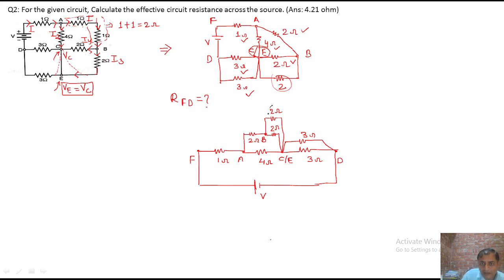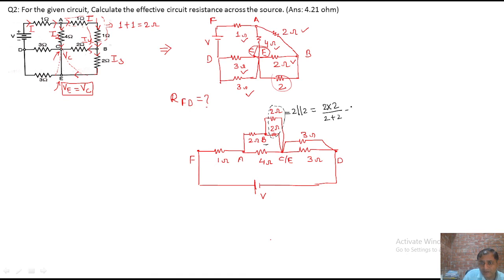These two ohm, one side of both resistance is connected with the point of D, other side is connected with the point of C and E. Means these 2 and 2 both are in parallel. So the parallel equivalent 2 parallel with 2, इसका equivalent क्या होगा? आपको मैं फार्मूला बता चुका हूँ. 2 plus 2.